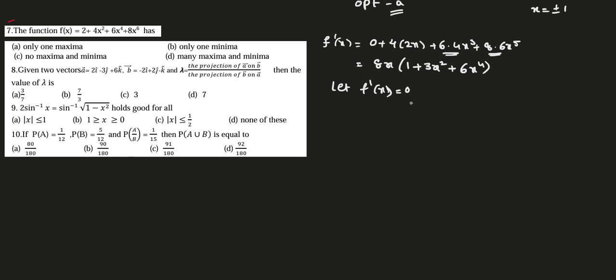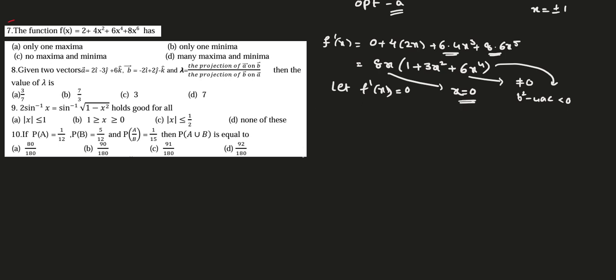When you make it equal to 0, this part can be 0, x equal to 0. This part cannot be equal to 0, since b square minus 4ac is less than 0. So this has no real roots. So we will take only x equal to 0.